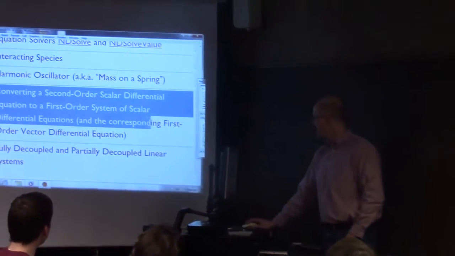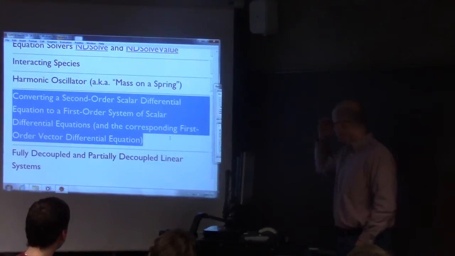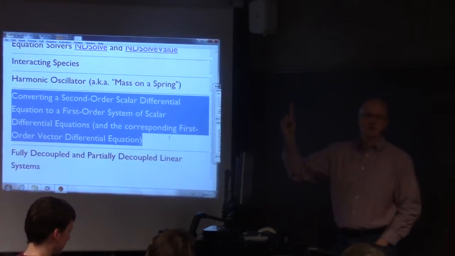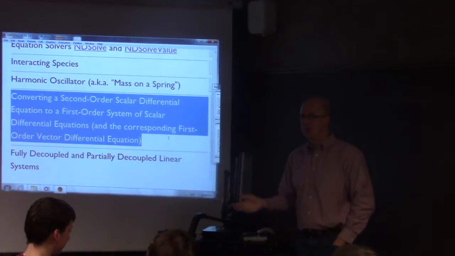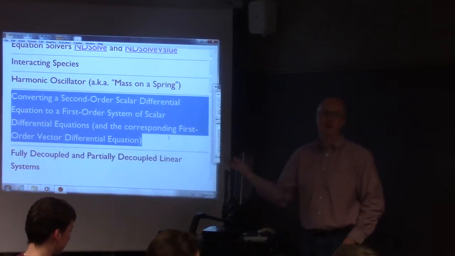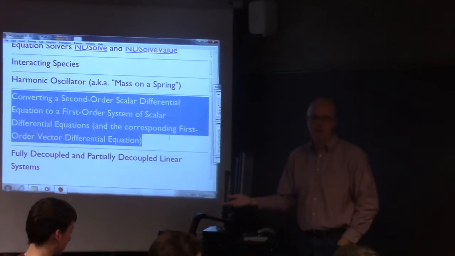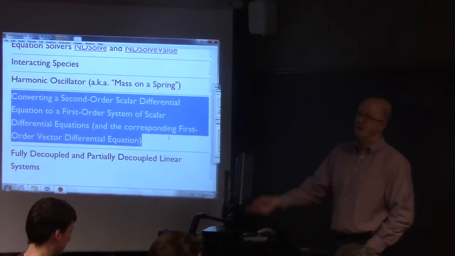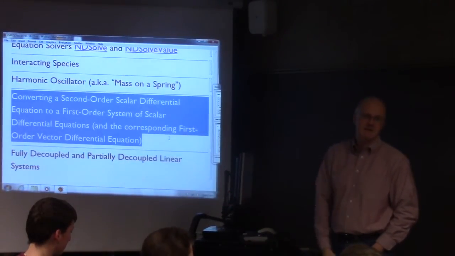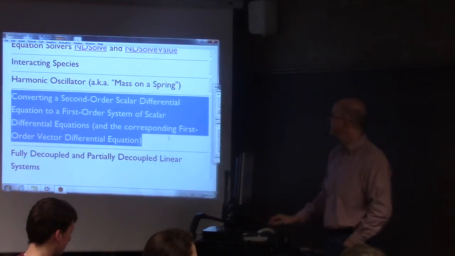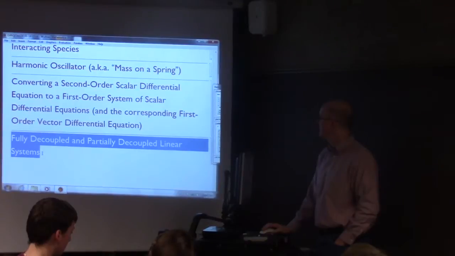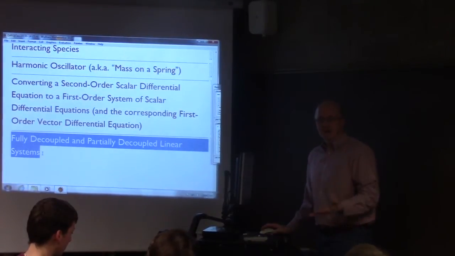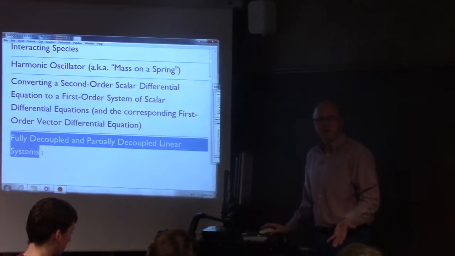We'll talk about converting a second-order scalar differential equation, one single second-order scalar differential equation, into a system of two first-order equations. The second-order equation comes from Newton's second law, and then we can convert to a system by defining the velocity to be the derivative of the position. And finally, today we'll consider what are called fully decoupled and partially decoupled linear systems, which are the simplest kinds of systems of equations that you could consider.